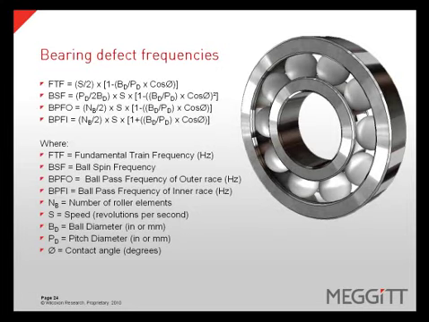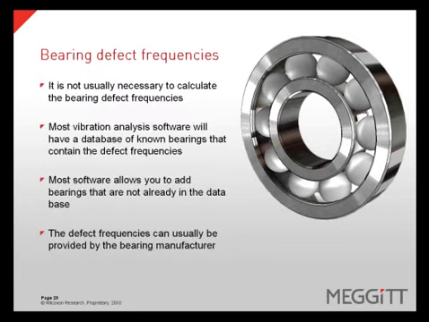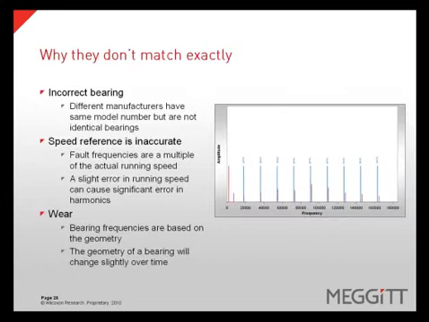However, it is not common that you should have to actually calculate these frequencies yourself. Most vibration analysis software will contain a database with the bearing defect frequencies defined by bearing manufacturer and model number. Most software will also allow you to add bearings to the database if you have a special bearing. The bearing defect frequencies can usually be obtained directly from the manufacturer of the bearing if not found in the database. One of the most common problems any analyst will eventually run into is fault frequencies that just don't line up exactly. This can be caused by a couple of different factors.